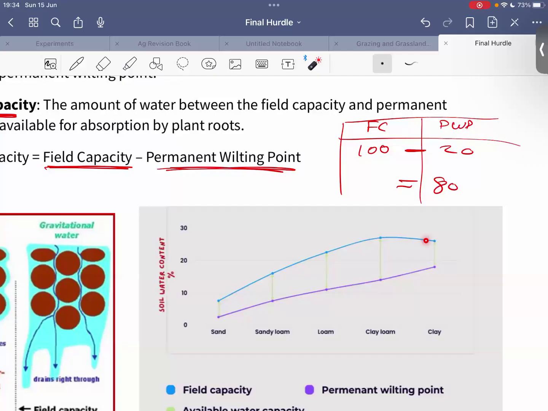After the gravitational water has passed through, this bottom purple line is when there's no water left in the soil. When there's no water left at all, that is the minimum amount of water in your soil. And the difference here, you see your green arrow, is the available water capacity.